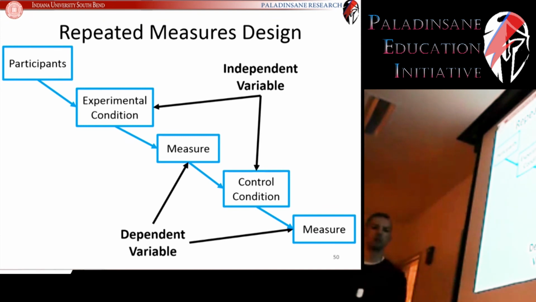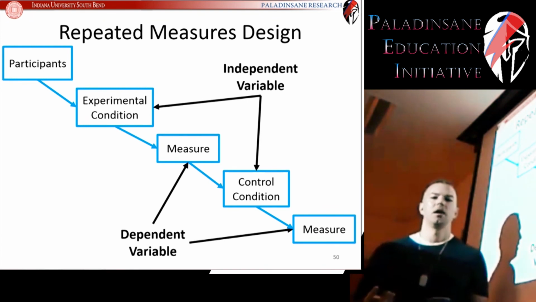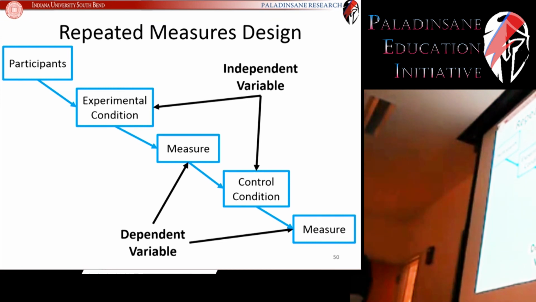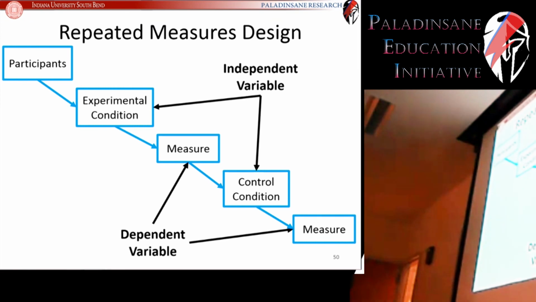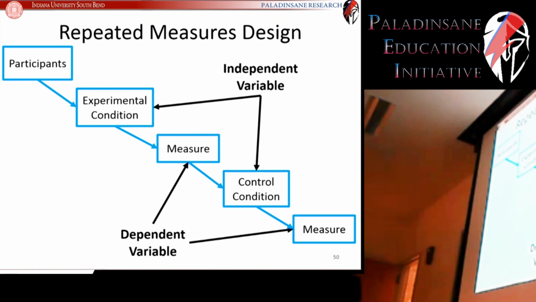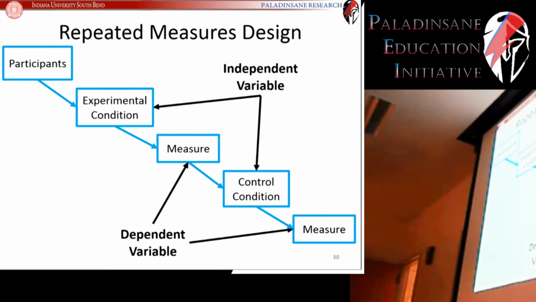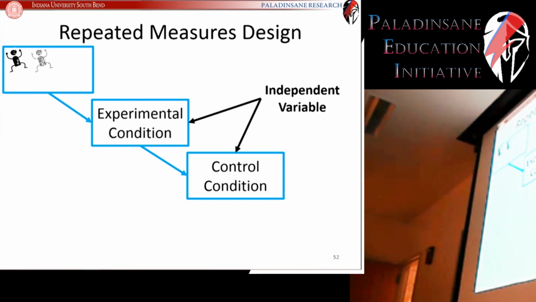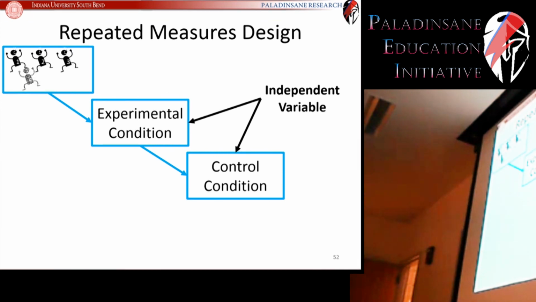And your dependent variable comes from your measuring of their behavior after being in the experimental condition, and then after being in the control condition. So let's just zoom in on the experimental and control condition to show you the assignment of these participants. Let's say that we have participants showing up to our experiment. So we got 6 participants this time.